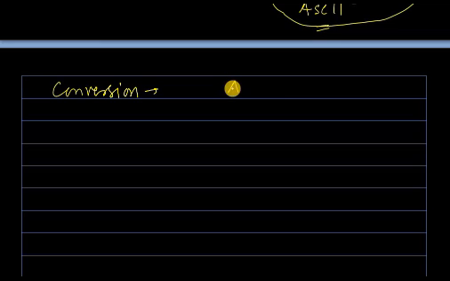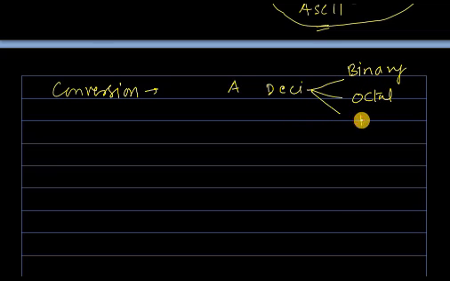Like we have to convert that, how can we convert a decimal number to binary number. Similarly, how can we convert a binary number to an octal number? Similarly, an octal number to hexadecimal number.